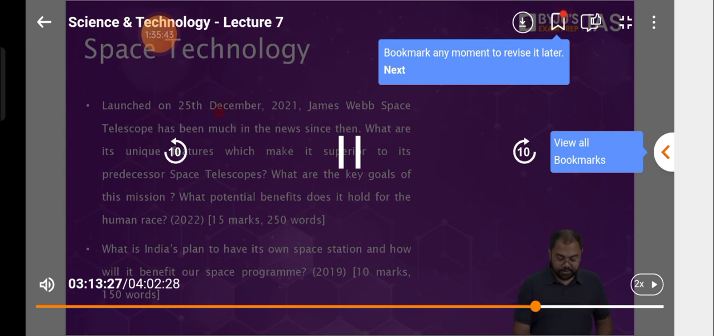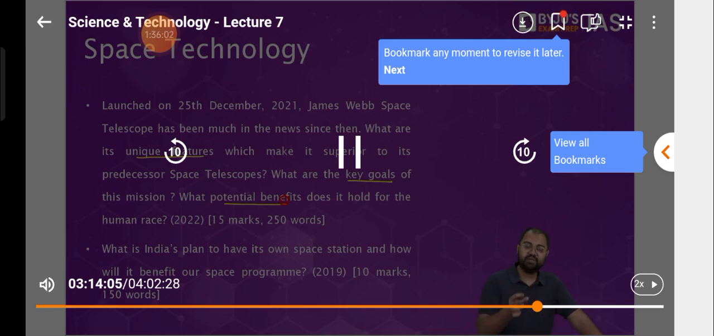2022. Launched on 25th December 2021, the James Webb Space Telescope has been much in the news since then. What are the unique features which make it superior to its predecessor space telescopes? What are the key goals of this mission? And what are the potential benefits that it holds for the human race? So it was a straightforward and expected question. We actually expected that the question would come in the prelims examination. When they did not ask this question in prelims, we were expecting that it would come in the mains, and that is what happened.